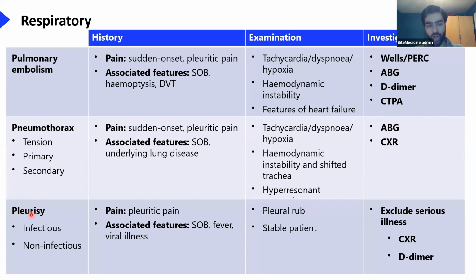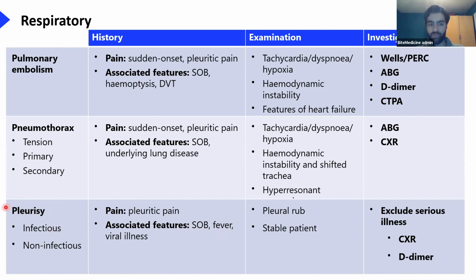Pleurisy is very commonly seen. It's inflammation of the pleura. It can be infectious or non-infectious. Typically it is caused by a viral infection. Patients present with pleuritic chest pain. It can present very similarly to a PE. Patients may also have underlying infective symptoms like fevers, runny nose, cough. They're typically stable patients with nothing to find on examination.